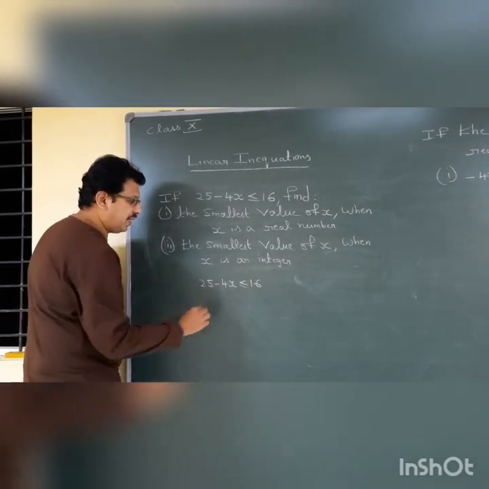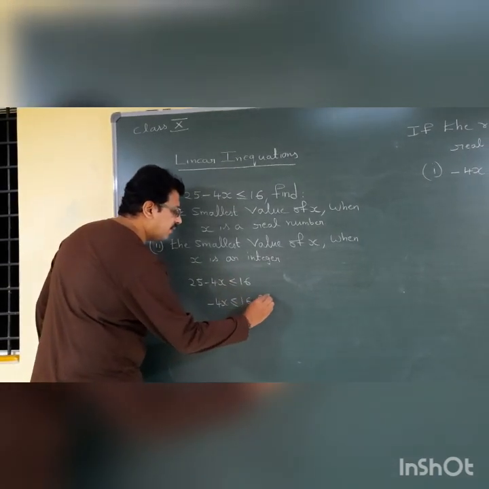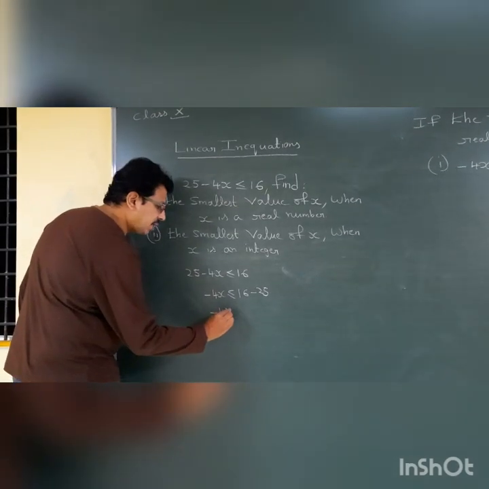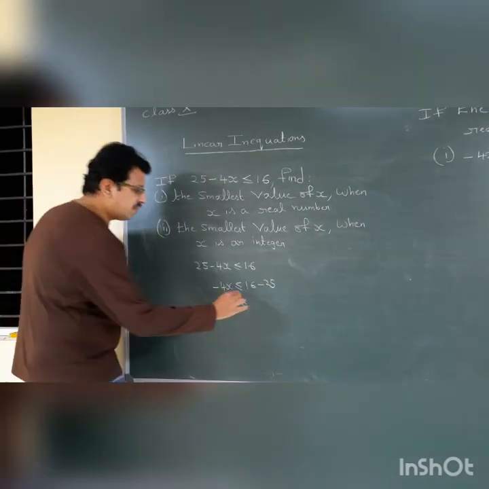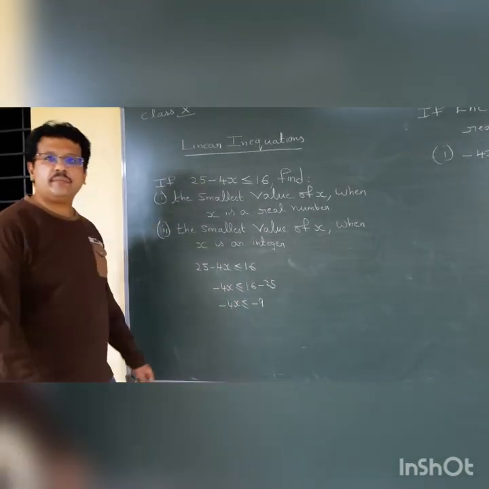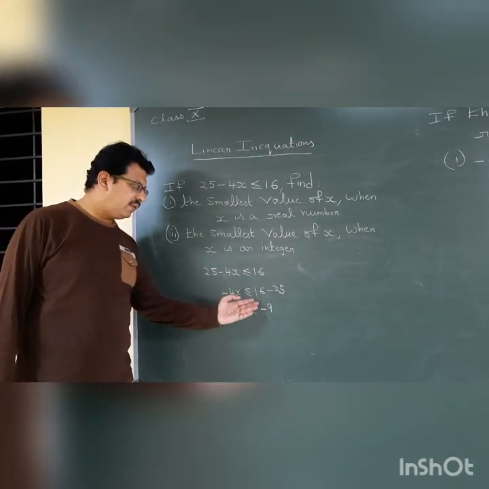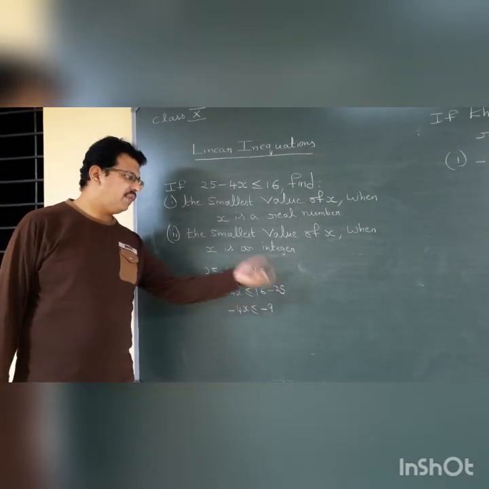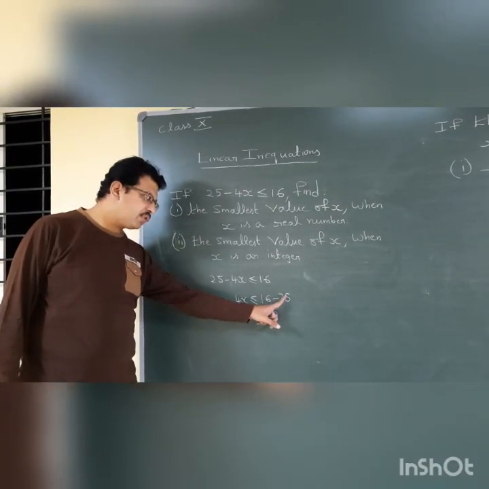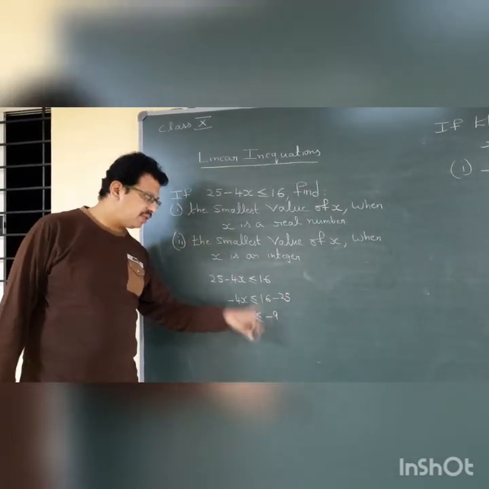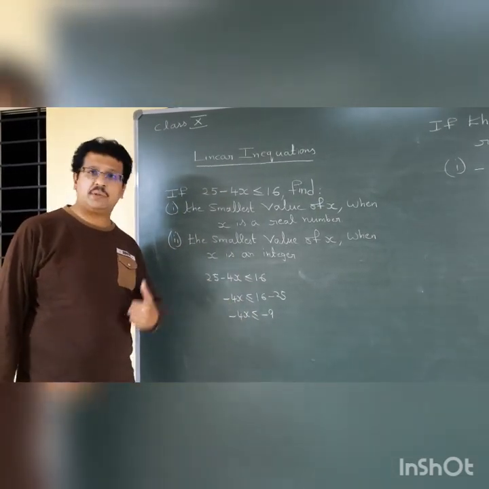So let us bring the 25 to the right hand side. Minus 4x less than or equal to 16 minus 25. So 16 minus 25 is minus 9. So you should be very clearly writing this minus 9. Sometimes I see in this simplification they make a mistake. They don't write this minus, because 16 minus 25 they just write as plus 9. That's the biggest mistake. If you make one mistake, the whole sum is wrong and you get 0. So be very careful about the sign also.